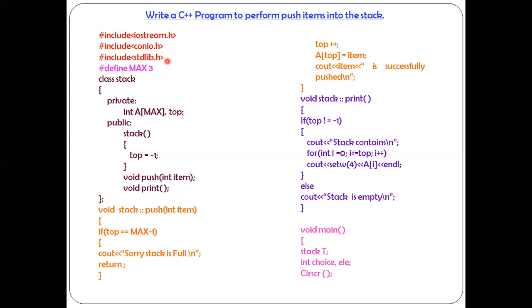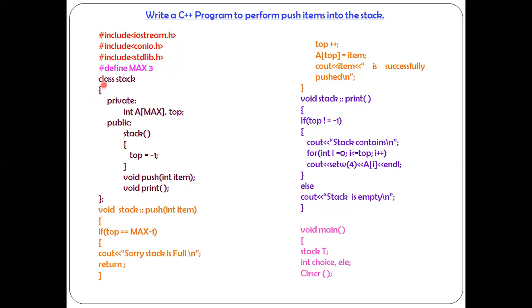The next line, the fourth line of the program, is #define MAX 3. That means we are defining the maximum size of the stack as 3, which can store only 3 elements. Got the point? So next, a declaration of a class.